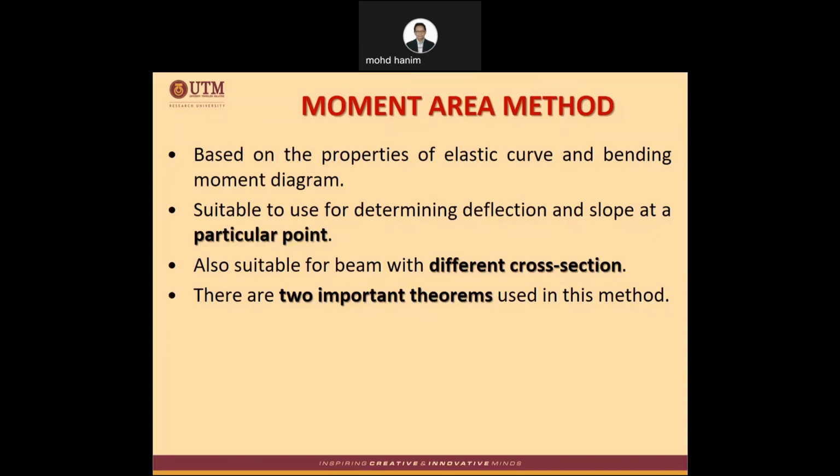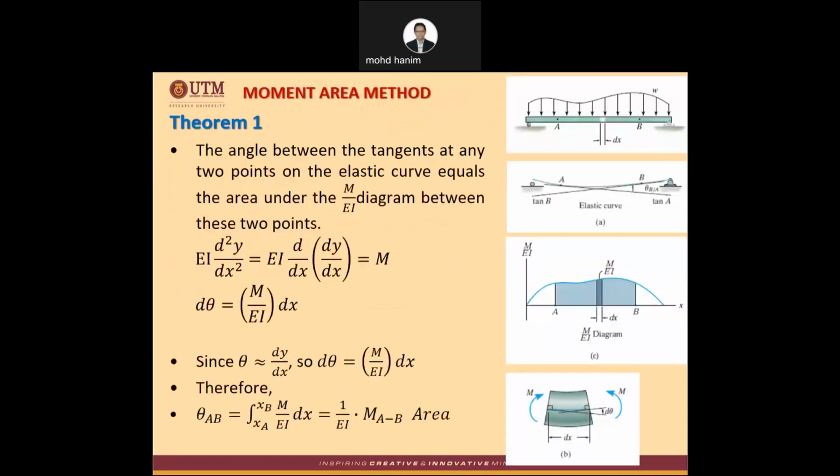So this method is based on two important theorems. The first theorem states that the angle between the tangents at any 2 points on the elastic curve, this is the elastic curve. Why is it called elastic? Because our analysis is based on the elastic zone, not the plastic zone. So we are working with small deflection. The elastic zone is for small deflection.